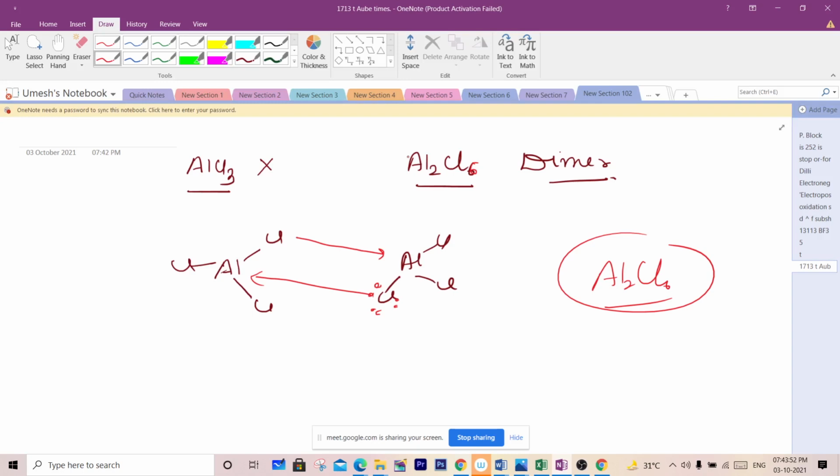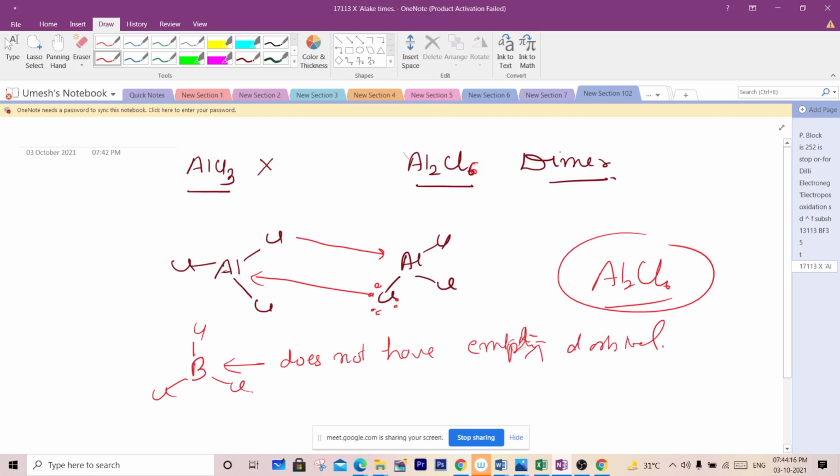Okay, I understand. But BCl3 does not exist as a dimer. It exists as a monomer. The reason is this boron does not have empty d orbital. But here the aluminum has empty d orbital. In those empty d orbitals, the lone pair gives a back donation.